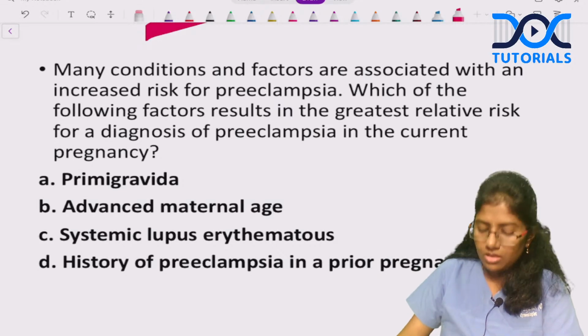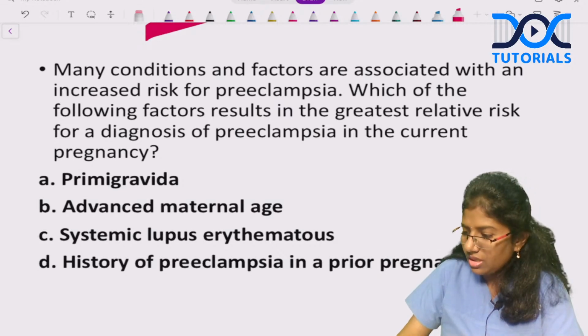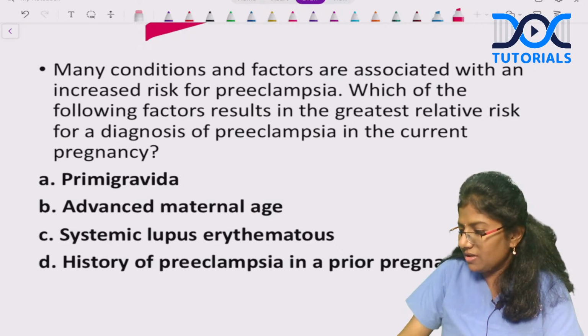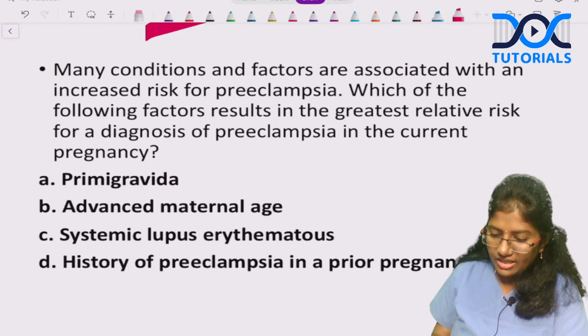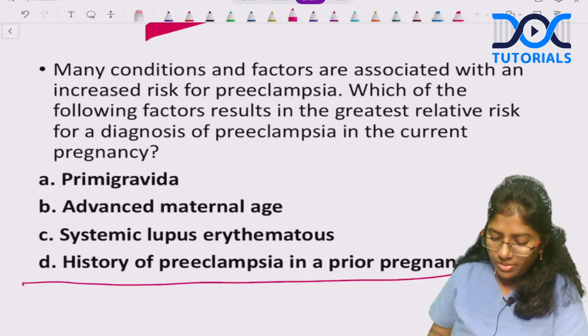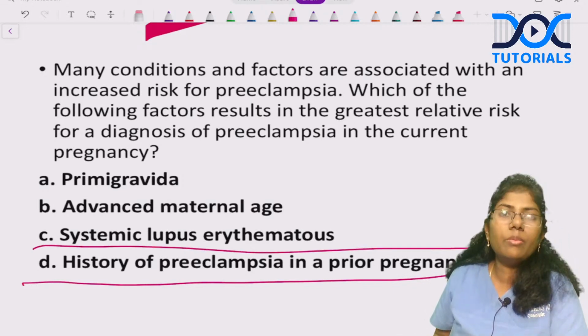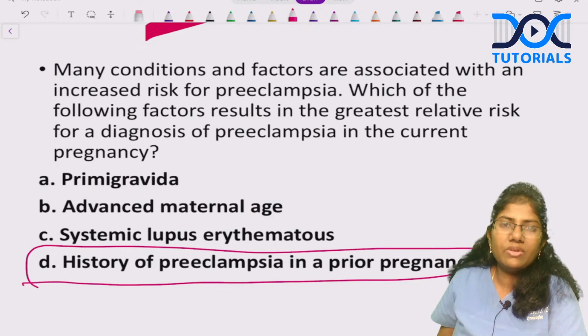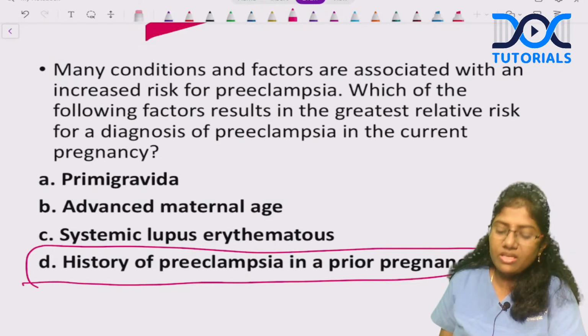Guys, can you see the question here? Tell me, which of the following risk factors carries the greatest relative risk for the diagnosis of preeclampsia? Oh, excellent answer. History of preeclampsia in a prior pregnancy is the factor with greatest relative risk. This is the factor with highest risk for development of preeclampsia in the current pregnancy.